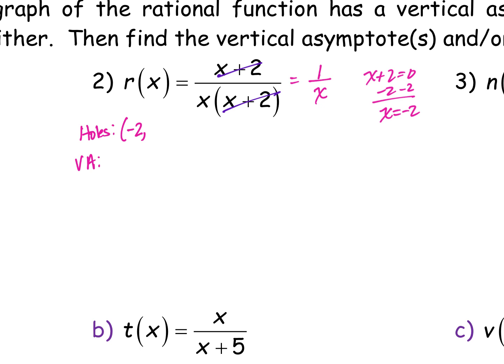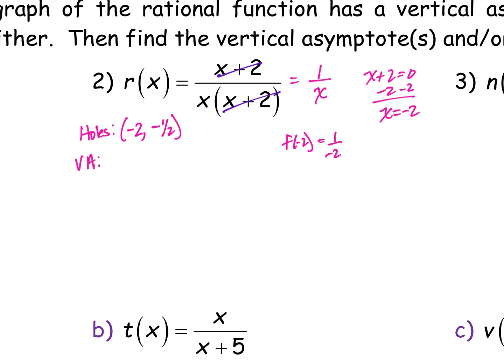So I'm going to take that -2, wherever there's an x, I'm going to put it in, so I could write it this way. I'm going to find r of -2, right? So that's 1 over -2. So that's -1/2. So there's where my hole is going to be: -2, -1/2.